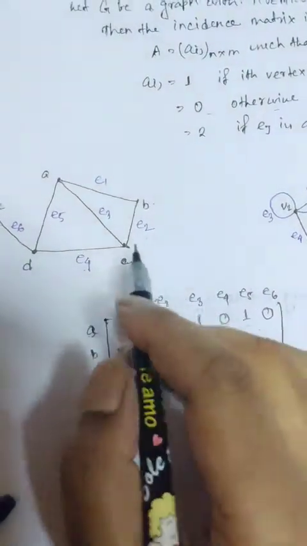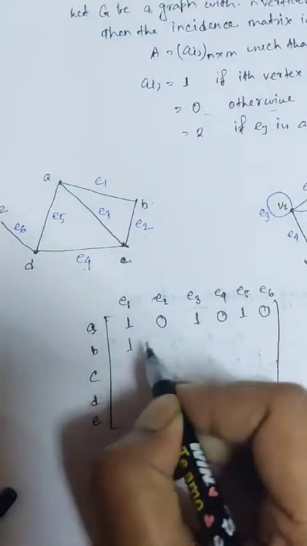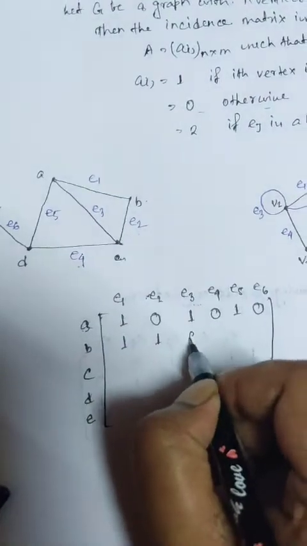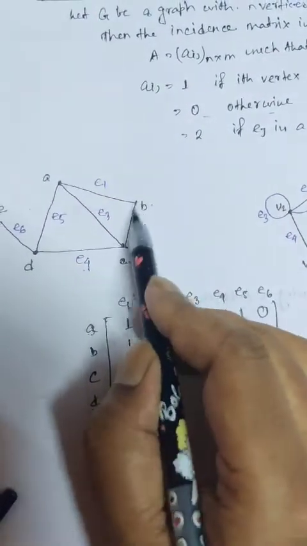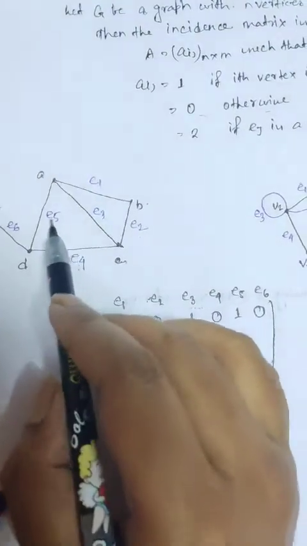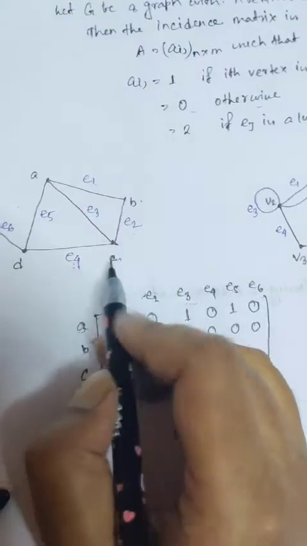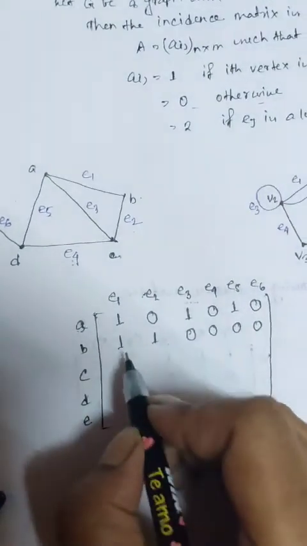Now B. B is incident with E1, yes. B is incident with E2, yes. B is incident with E3, no, so it will be 0. Also B is not incident with E4, E5 and E6, so all are 0.